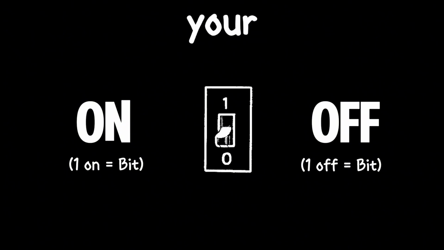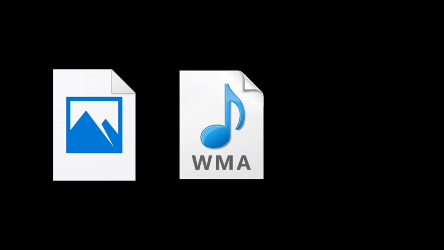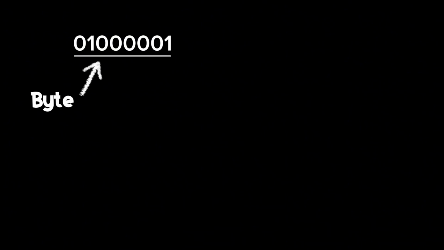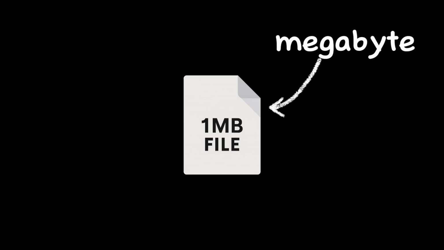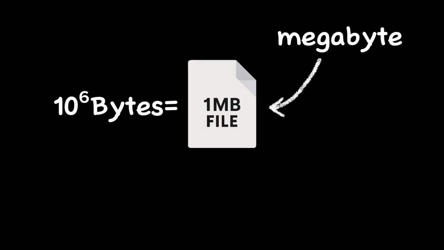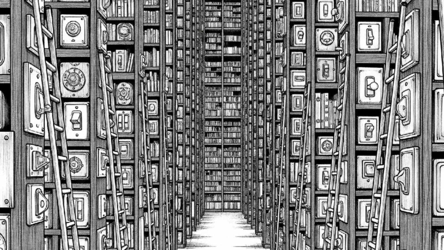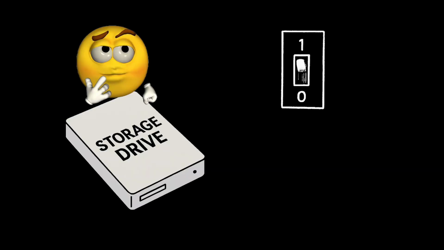Every single thing on your computer, every photo, every song, every word, is just a super long sequence of these ons and offs. When you group 8 of these bits together, you get a byte, and a single byte can represent 1 character, like the letter A or the number 5. So when you see a file that's a megabyte, that's roughly 1,000,000 of these little groups. A gigabyte is 1,000,000,000 of them. Your computer is basically just a giant library of light switches. The whole job of a storage drive is to remember which switches are on and which are off, even when you unplug the computer.